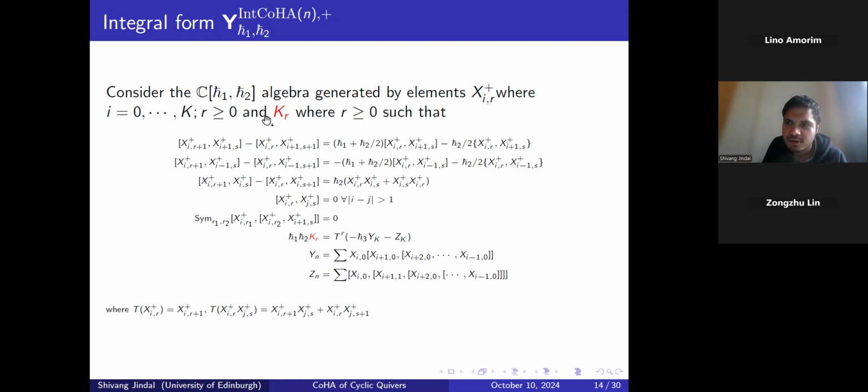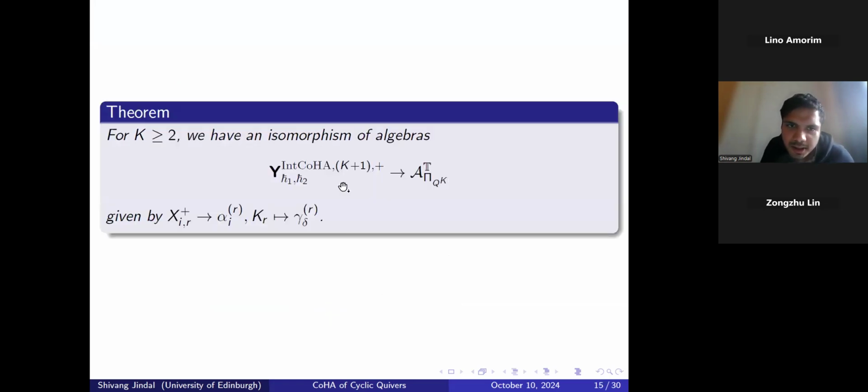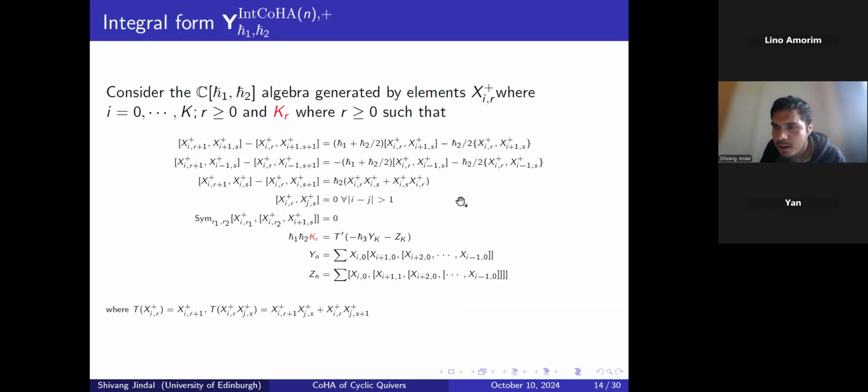While if I take the C H1 H2 algebra, then a priori this element is not inside the algebra. And so what you get is an integral form. And the main theorem is that after adding this element, there is an isomorphism of algebras. The map is defined by sending this xir to again alpha ir, which I defined before, while these elements kr are sent to certain generators, which I will explain later. But this is again this integral CoHA. This is the algebra on this slide, which you call y integral.